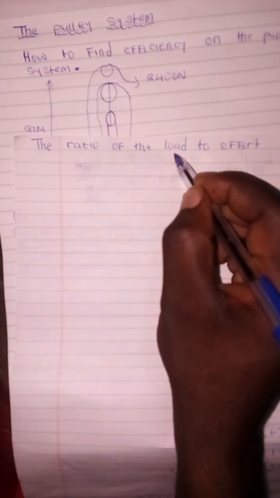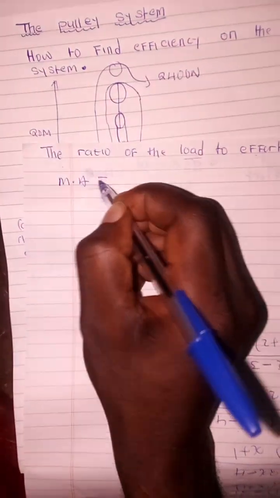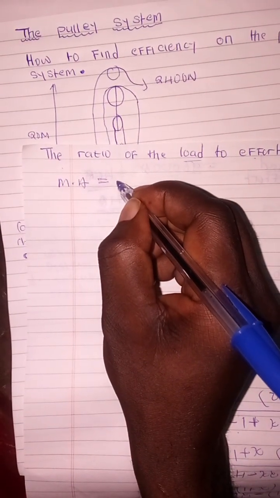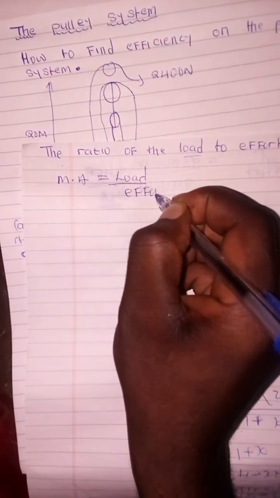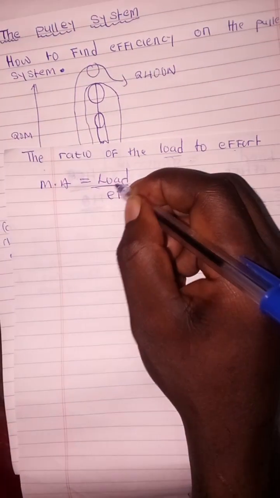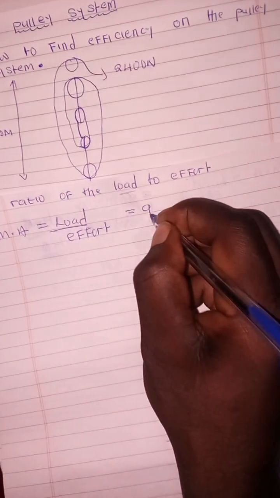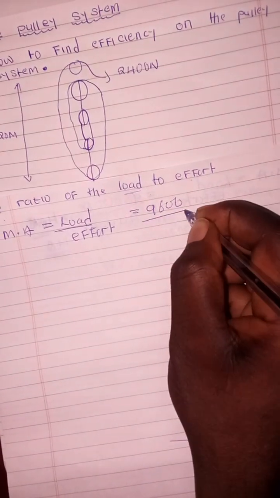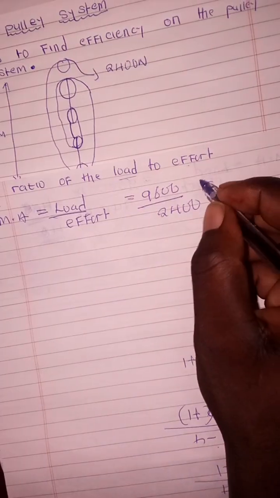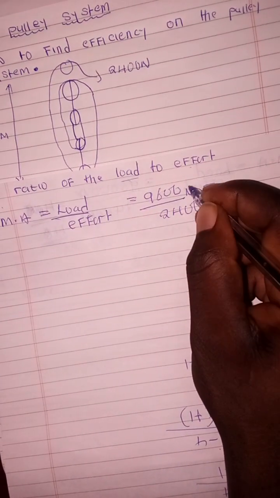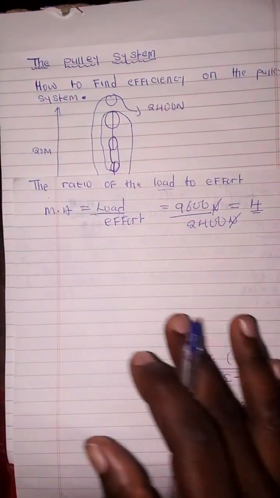Since they're saying the ratio of the load to effort, we're going to say mechanical advantage is equal to load over effort. What is my load? My load is this one, 9,600. So 9,600 divided by, what's my effort? 2,400. These are newtons, and the newtons cancel, which is equal to 4. So my mechanical advantage is equal to 4.